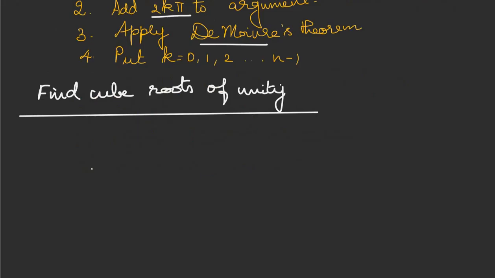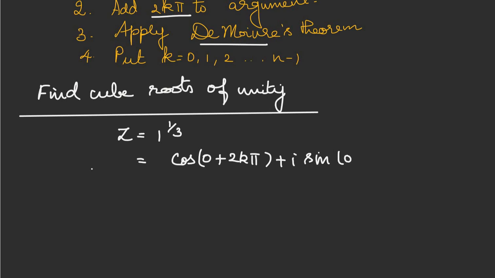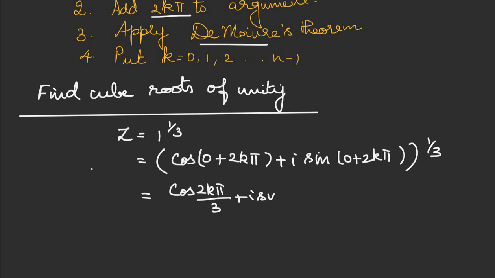To find the cube roots of unity, let us take z is equal to 1 whole power 1 by 3, where n is equal to 3 here. So writing the number 1 in polar form, 1 can be written as cos 0 plus i sin 0. So cos of 0 plus 2k pi plus i sin of 0 plus 2k pi, whole to the power of 1 by 3. So we rewrite the number in polar form. Now applying De Moivre's theorem, this can be written as cos 2k pi by 3 plus i sin 2k pi by 3.